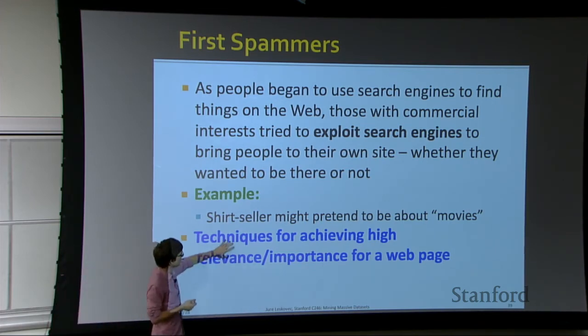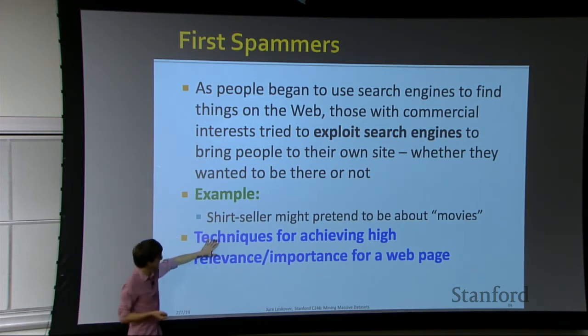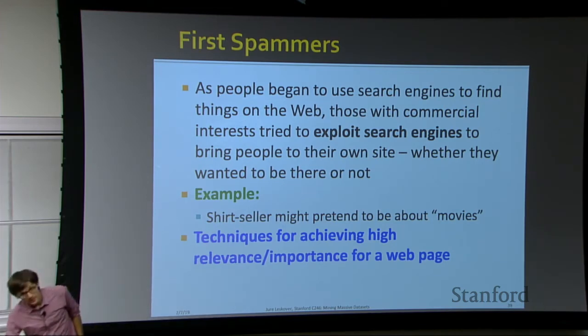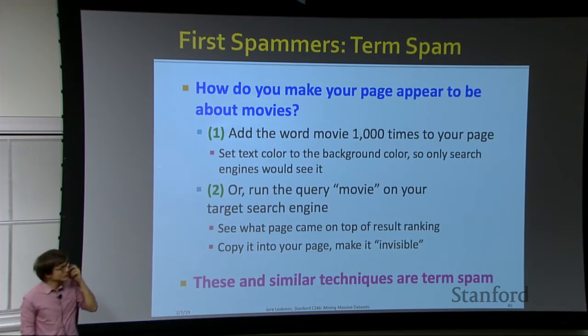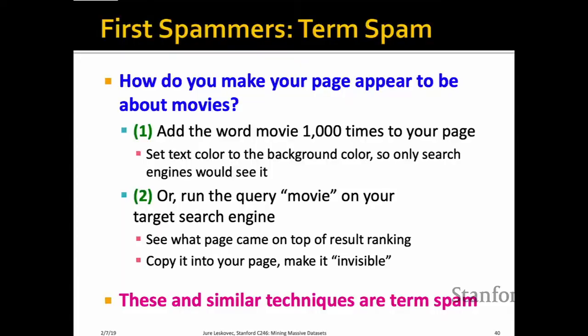Right, what would be techniques to achieve this in the early days? So here are two strategies. One strategy that people used to do was the following. You would take the word movie and you would add it 1,000 times to your web page, but then you would set the text color to be the background color. So this happens usually, like you would come to a web page, there is this much of it useful, and then you have this much scroll down and it's all empty to you, but if you select with a mouse, you would see it's full of text.